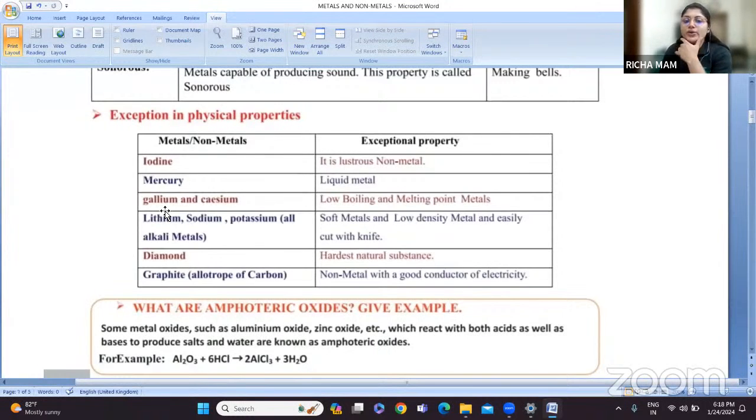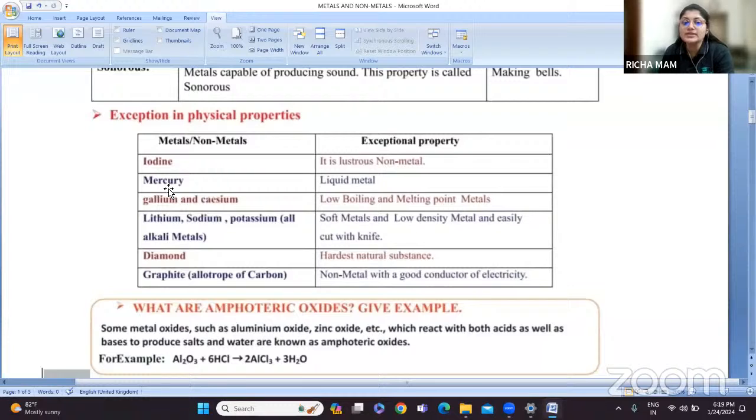Yes, iodine. Iodine is lustrous. The exceptional property: iodine is a non-metal, and it is a lustrous non-metal. Lustrous means it has a shiny surface. We know that metals are lustrous and have a shiny surface, but here is an exception where iodine is a non-metal and it is lustrous, having a shiny surface.